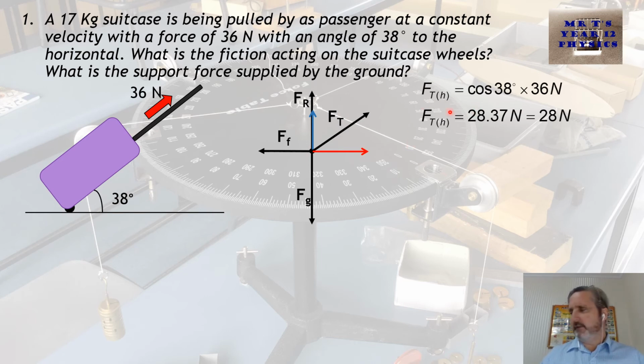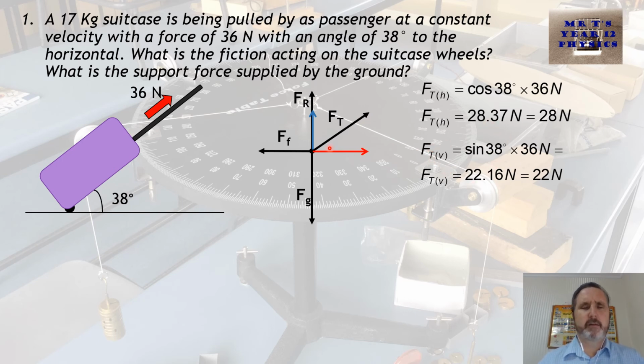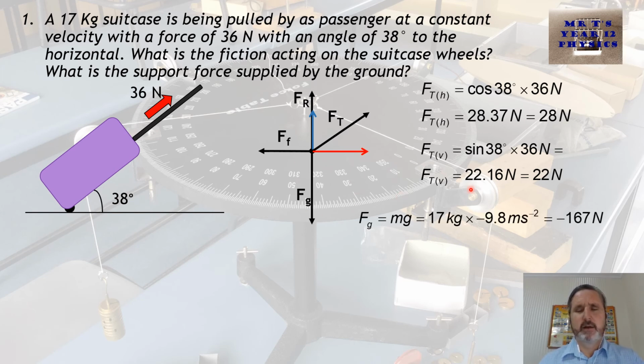Now, I can find the horizontal tension force using cosine, because if I put it here, it would be adjacent to the angle of 38 degrees. So cosine 38 times 36 gives me 28, and that looks about right. This looks about 28 if that is 36. And then I can use sine to find the vertical: 22. That looks about right. The vertical is a bit smaller than the horizontal. And the other force I can calculate here is the force of gravity. It's 17 times negative 9.8 equals negative 167 newtons. So we could start to label these here if we wanted to.